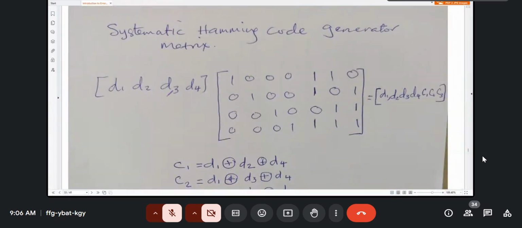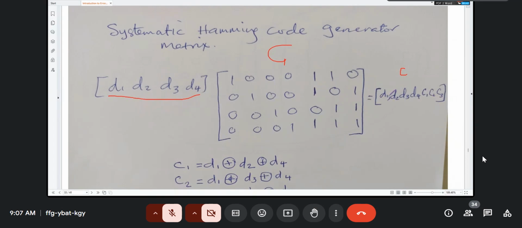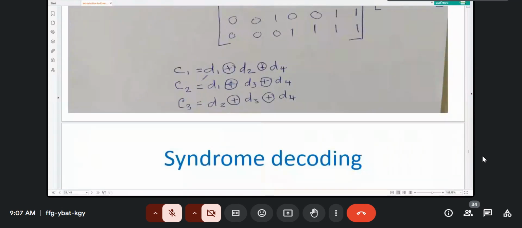Here is your message sequence, 4 bits, and this is your generator matrix G, and this is your code word. Let's call it C. If you multiply this, this is what you are going to get. You can see the C bits are related to the D digits like this. This is how they are related.